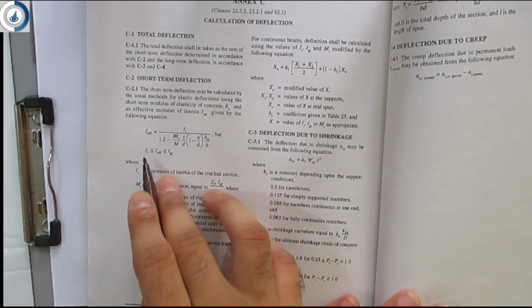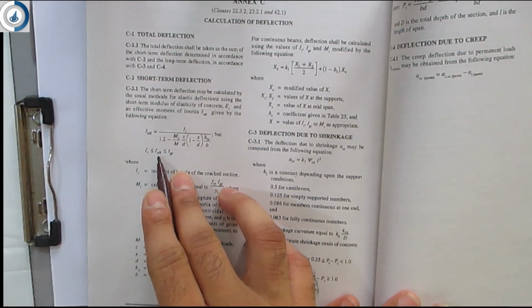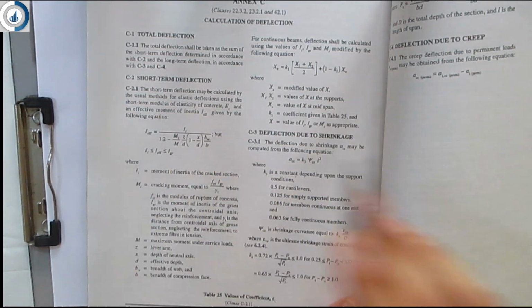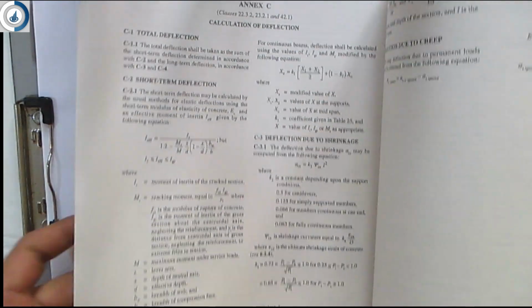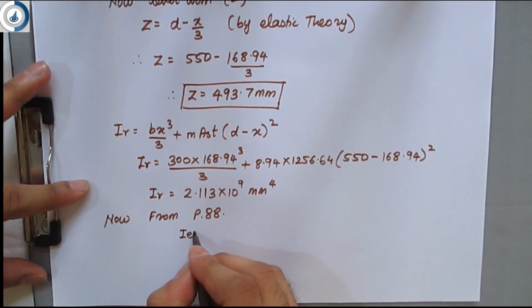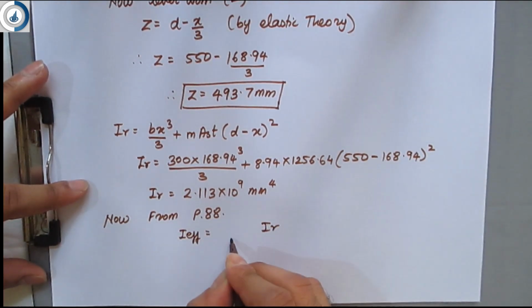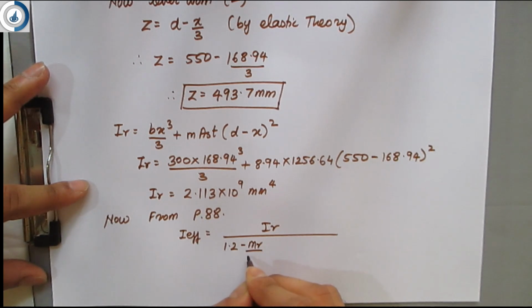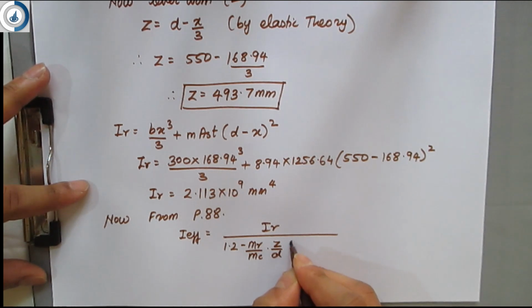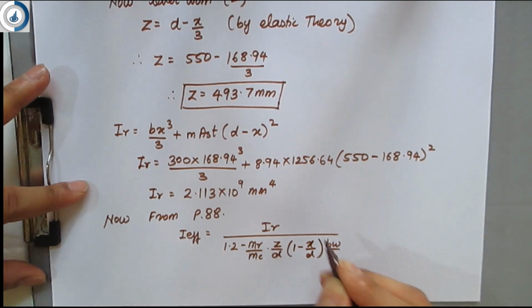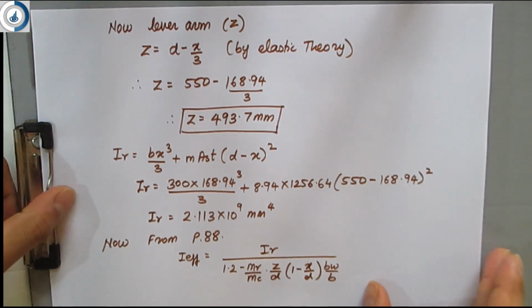Also you have to remember that IR should always be less than or equal to IEFF, which should also be less than or equal to IGR. When this condition is satisfied, you can proceed with the problem. So from page number 88, I effective is equal to IR divided by 1.2 minus MR by M, then Z by D, 1 minus X by D, BW by B. Now you have to substitute all the things and get the IEFF.